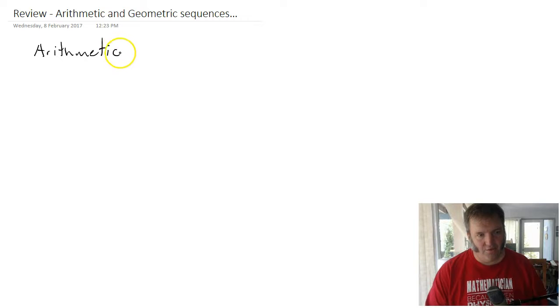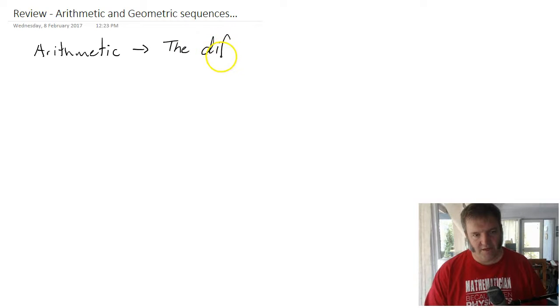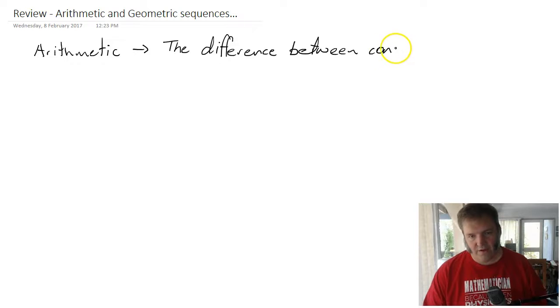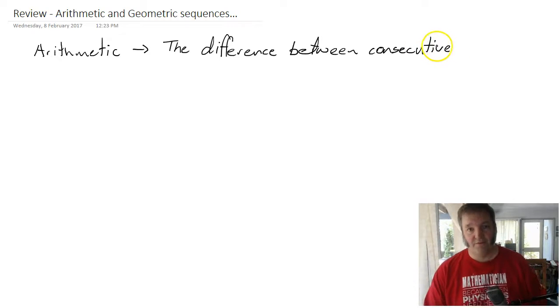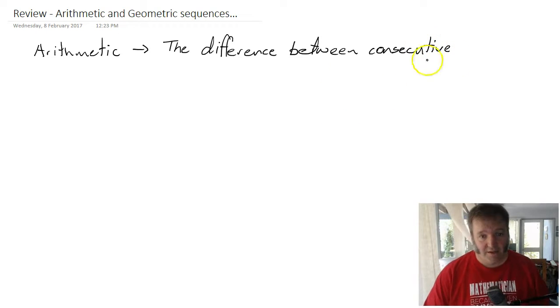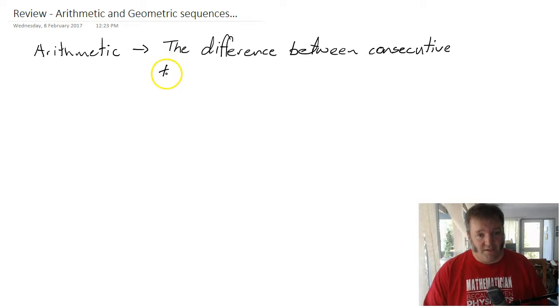Arithmetic, what's the basic definition? What's the one thing I need to remember? The difference between consecutive terms is constant. That's the actual definition. That's what we need to know, and we can use that to answer pretty much all the questions. The difference between consecutive terms in these sequences is constant.